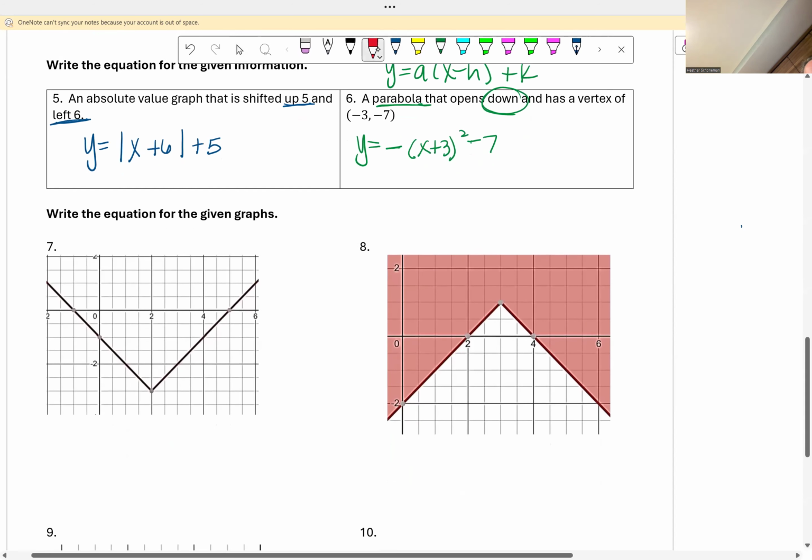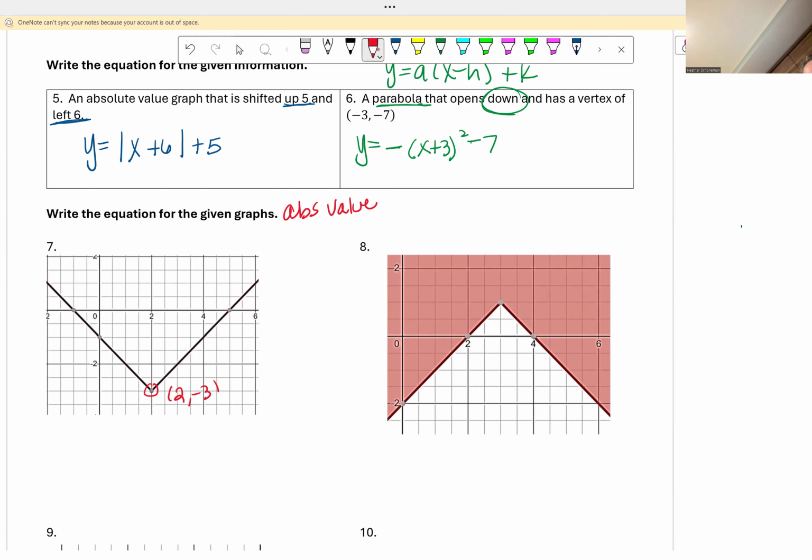All right, now we're still going to keep writing equations, but this time we're doing it from the graph. These first two are v's, so these have to be absolute values. When it's a u, it's a parabola. Okay, so I find the vertex, and that vertex looks like it's at 2, -3.